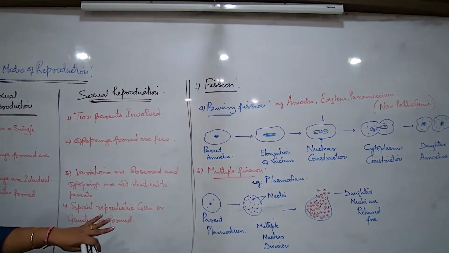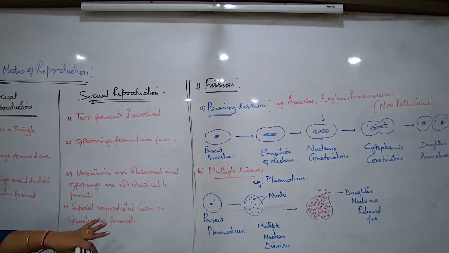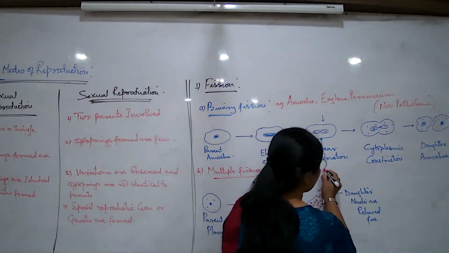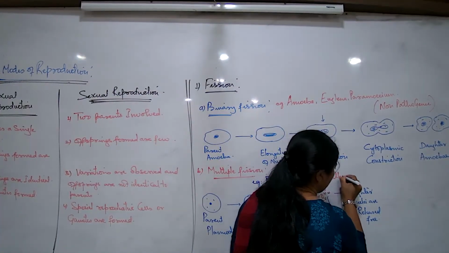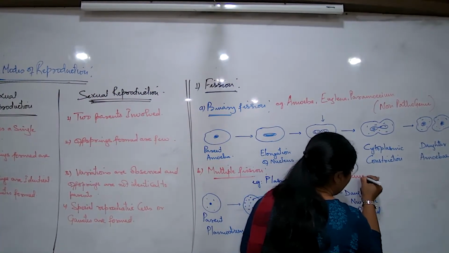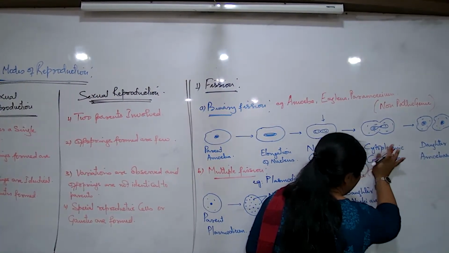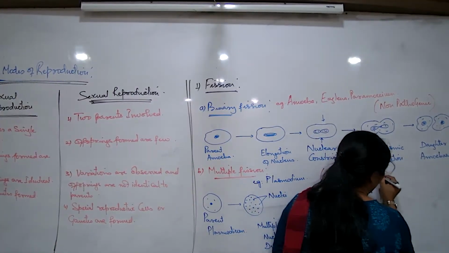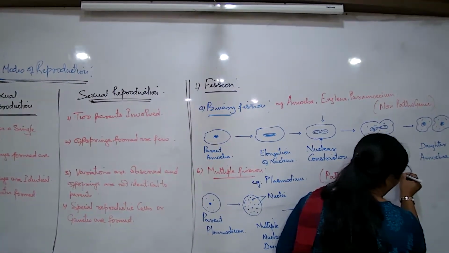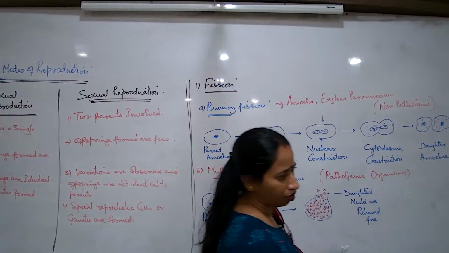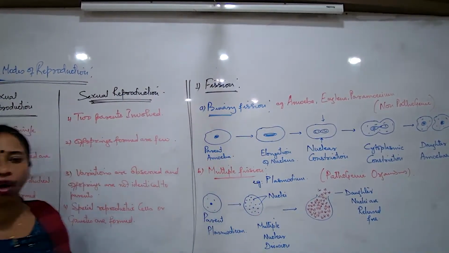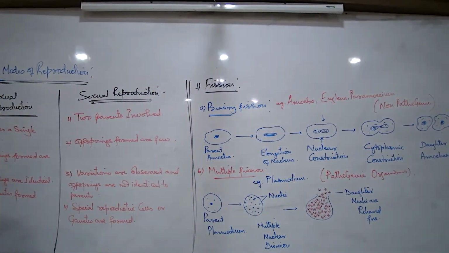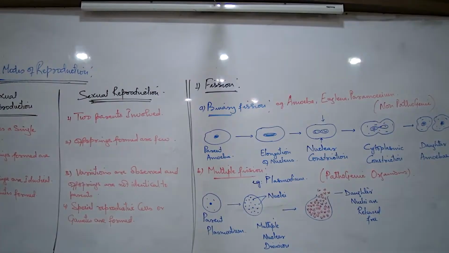This is generally shown in disease-causing organisms. What are these disease-causing organisms known as? Disease-causing organisms are known as pathogenic organisms. Multiple fission generally takes place in pathogenic organisms, and binary fission generally takes place in non-pathogenic organisms. So these are some of the differences, features to write down. What are the next methods?